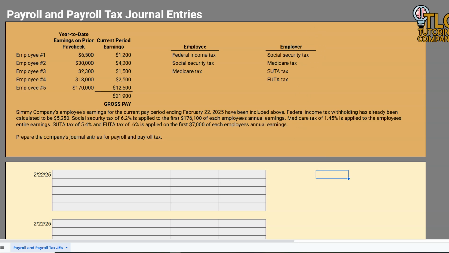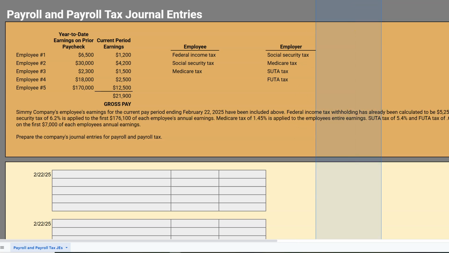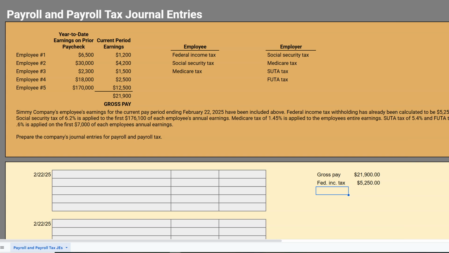So let's, off to the side here, just play around and figure out what that total amount is going to be for them. Okay, so first things first, their gross pay is going to be that total $21,900. The first item that is going to get taken out of there is going to be their federal income withholding tax. So the total amount of federal tax that's going to be taken out is going to be $5,250. That's the amount as provided in our problem.